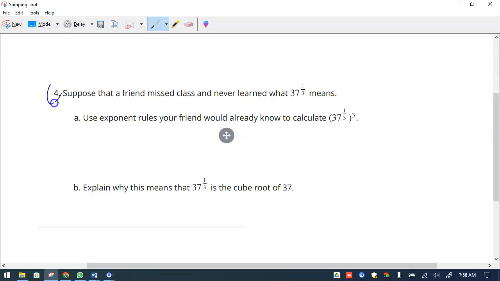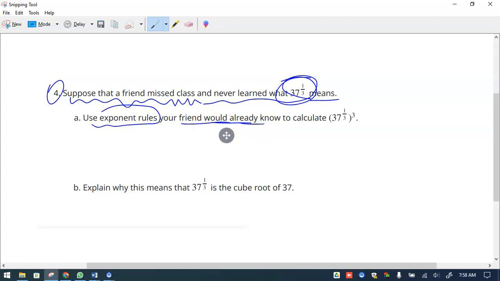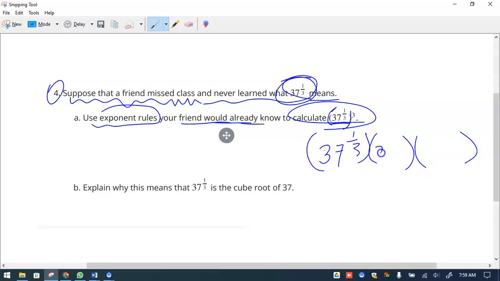So question number 4 is saying, suppose that a friend missed a class and never learned what this means. So use exponent rules your friend would already know. How do we calculate this now? You have this part in parentheses raised to 3. It means it is multiplied: 37 to the 1/3, you multiply 3 times.